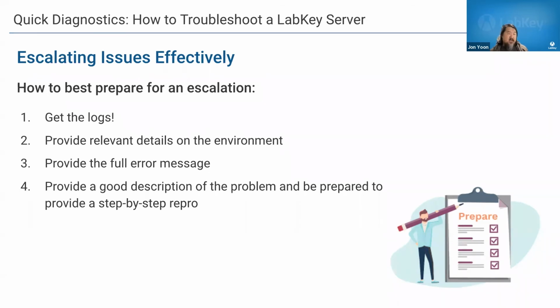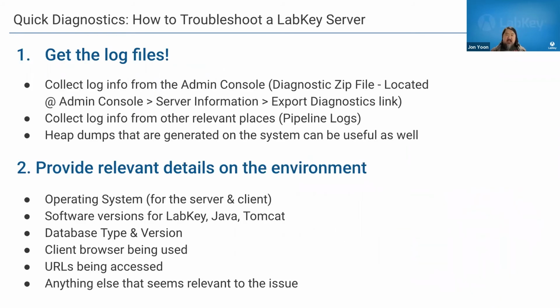Well, the first thing is you want to get your logs, get information that will help the person who's looking into your issue. You want to provide relevant details on the environment that you're working in. This is helpful for things such as doing step-by-step repros. Providing full error messages is also super helpful, because people can look into those error messages all the way down to the code to figure out what's happening. And also provide a good description of the actual problem itself, and be prepared to provide a step-by-step repro. So the first thing: get the log files.